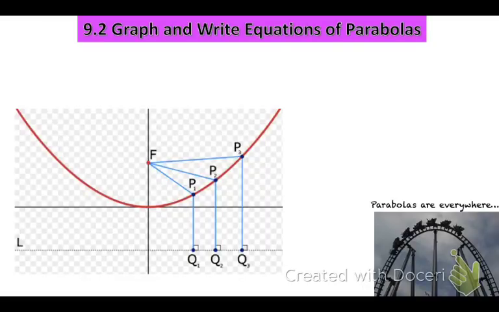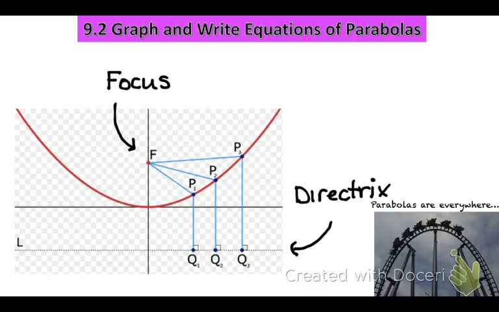In previous lessons, you've written equations of parabolas that open up or down, but in lesson 9.2, we're going to write equations of parabolas that open left or right. A parabola is a set of all points that are equidistant to a point, which is called a focus, and a line, which we're going to call the directrix.